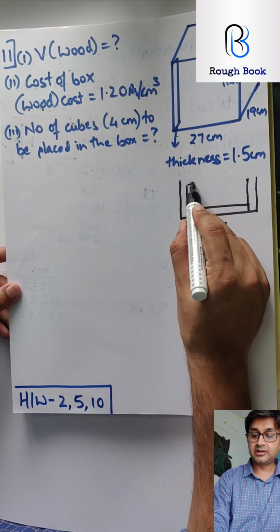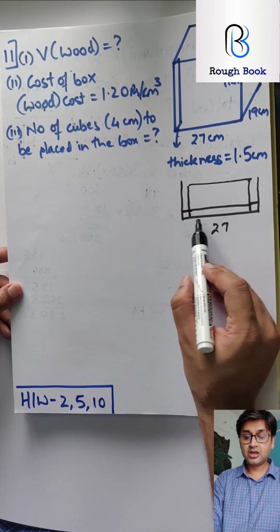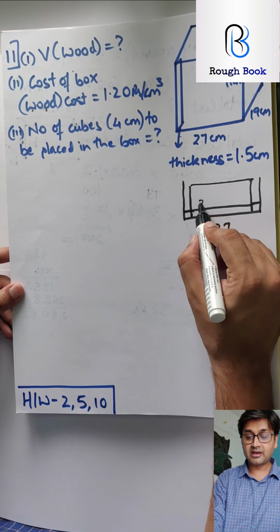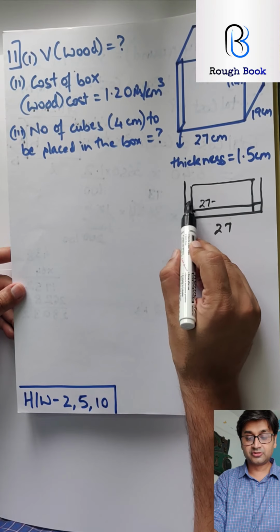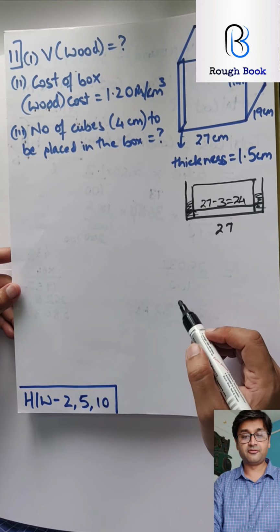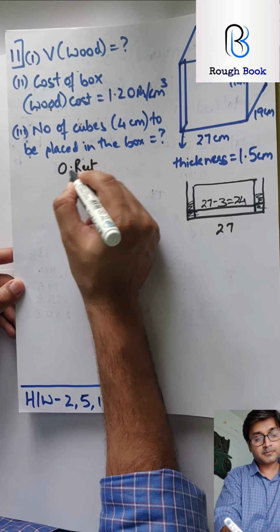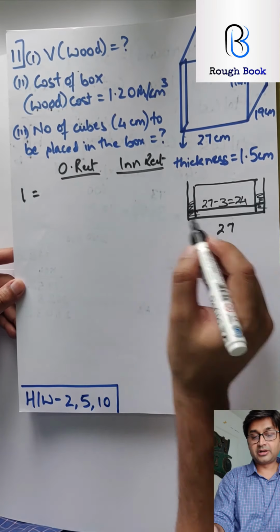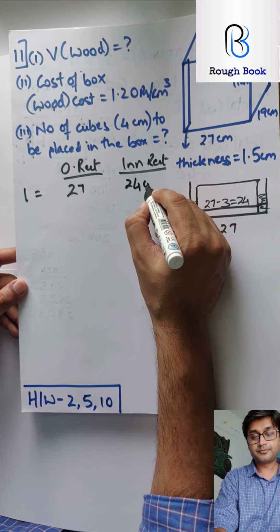And this is the inner length, inner breadth. So 1.5 thickness on that side as well as this side. So if outer length is 27, what will be the inner length? So that will be 27 minus 1.5 from here, minus 1.5 from here, because there is wood over here, there is wood over here as well. So minus 3, that becomes 24. So you will first say outer rectangle, inner rectangle. Length, outer rectangle 27, inner rectangle 27 minus 3, so 24.